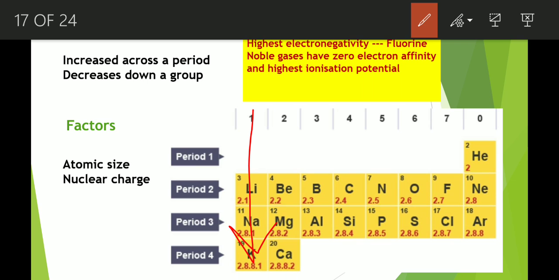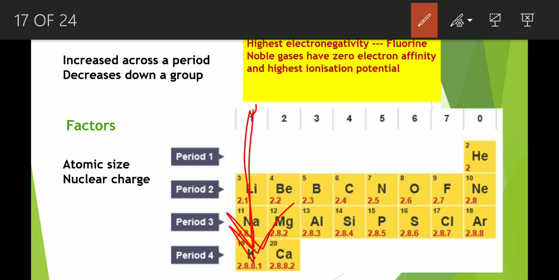Why? Because here, as atomic radius is increasing, with the increase in the atomic size, the nuclear attraction on the outermost electrons will decrease. As a result, less energy will be required to remove an electron from the outermost shell of an atom. So ionization potential is decreasing. This increase in the atomic radius is actually dominating over the nuclear charge. That's why when we go from top to bottom, ionization potential decreases. Clear? So this is basically the trend.